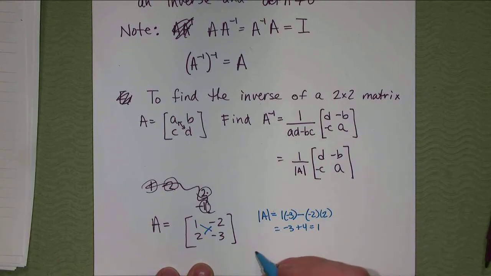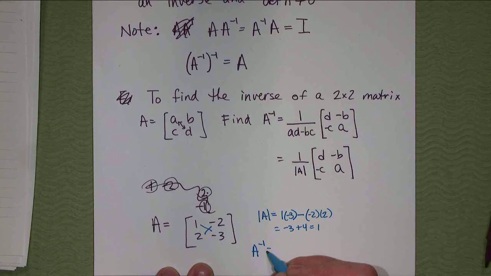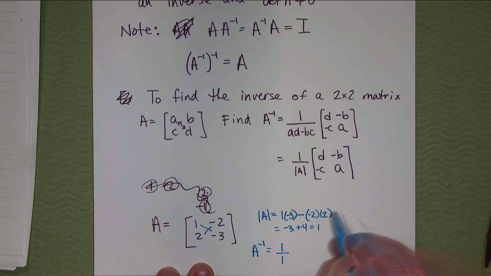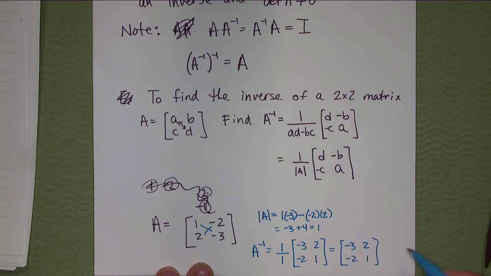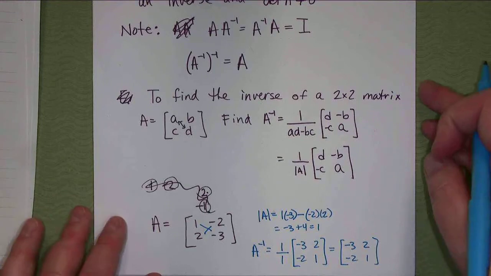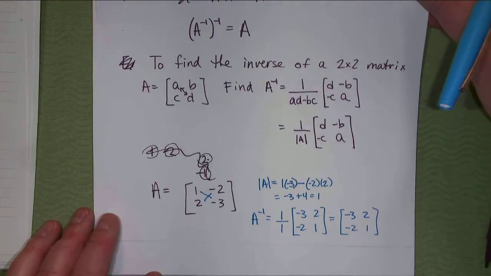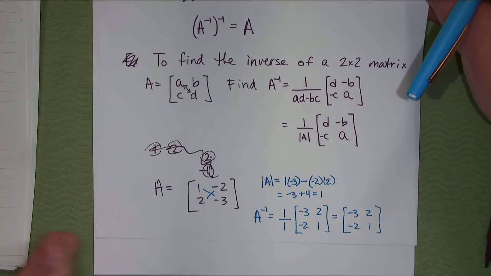Because now we would say the inverse is equal to 1 over the determinant, which is 1. Switch the place of the main diagonal, so minus 3, 1, and change the sign of these two. So it almost looks like we switched them. So the inverse is minus 3, 2, minus 2, 1, which was equal to B earlier. We already checked it. So to check, you would multiply them together and hopefully get the identity.